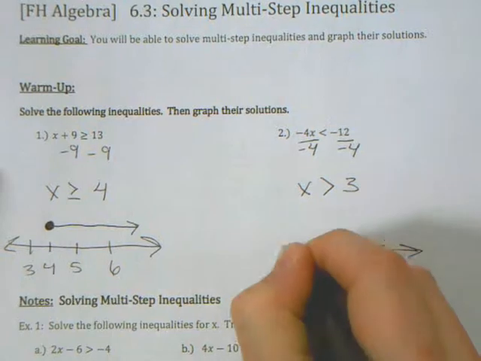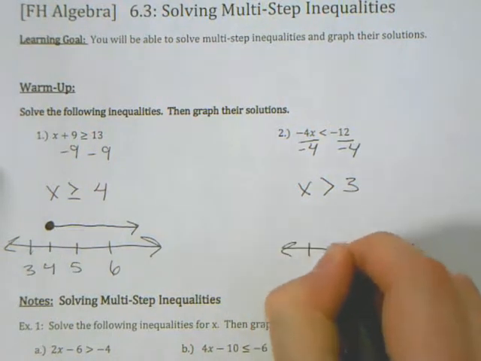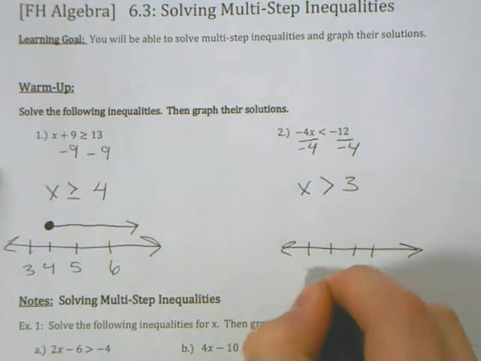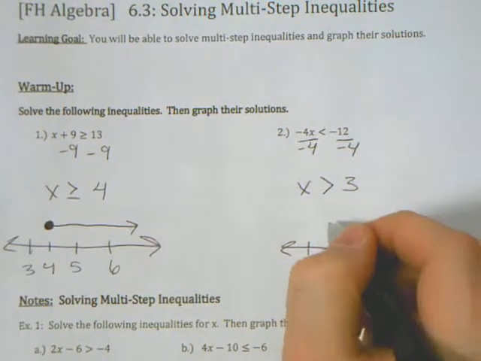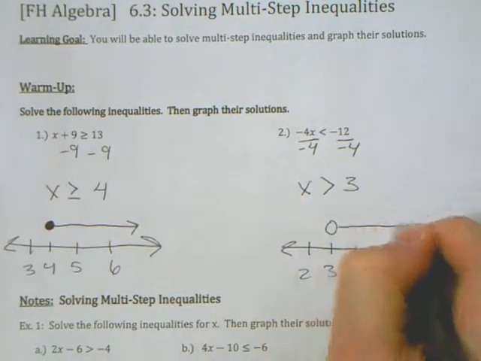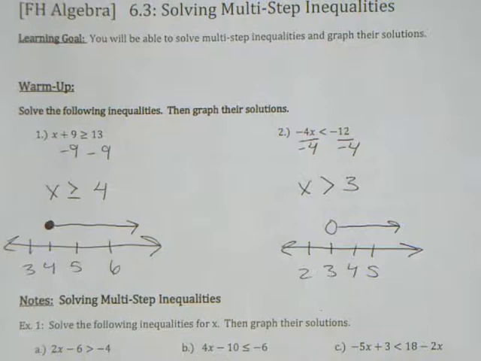So to graph that, I'm going to go 2, 3, 4, 5 here. Open or closed circle? Open, because x cannot equal 3. Feeling good? Okay.